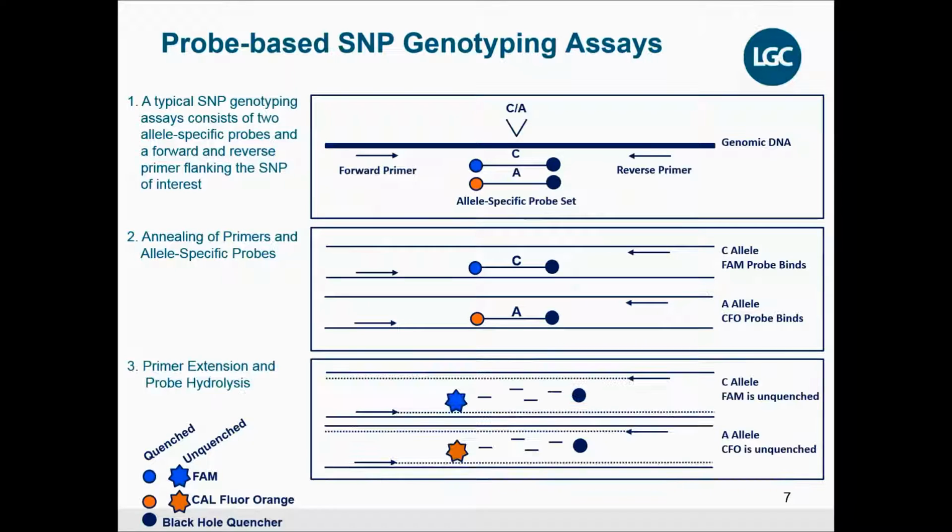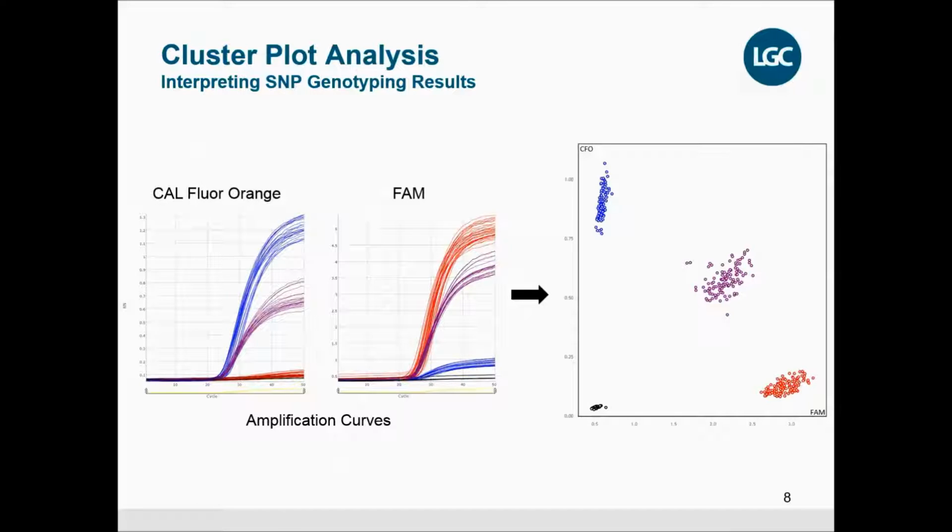During the PCR process, you get annealing of your primers and allele-specific probes to their intended targets. And through primer extension, the probe is then hydrolyzed by the exonuclease activity of the Taq polymerase. This causes the release of the fluorophore from the quencher and gives you that fluorescent signal that can be detected by your PCR instrument.